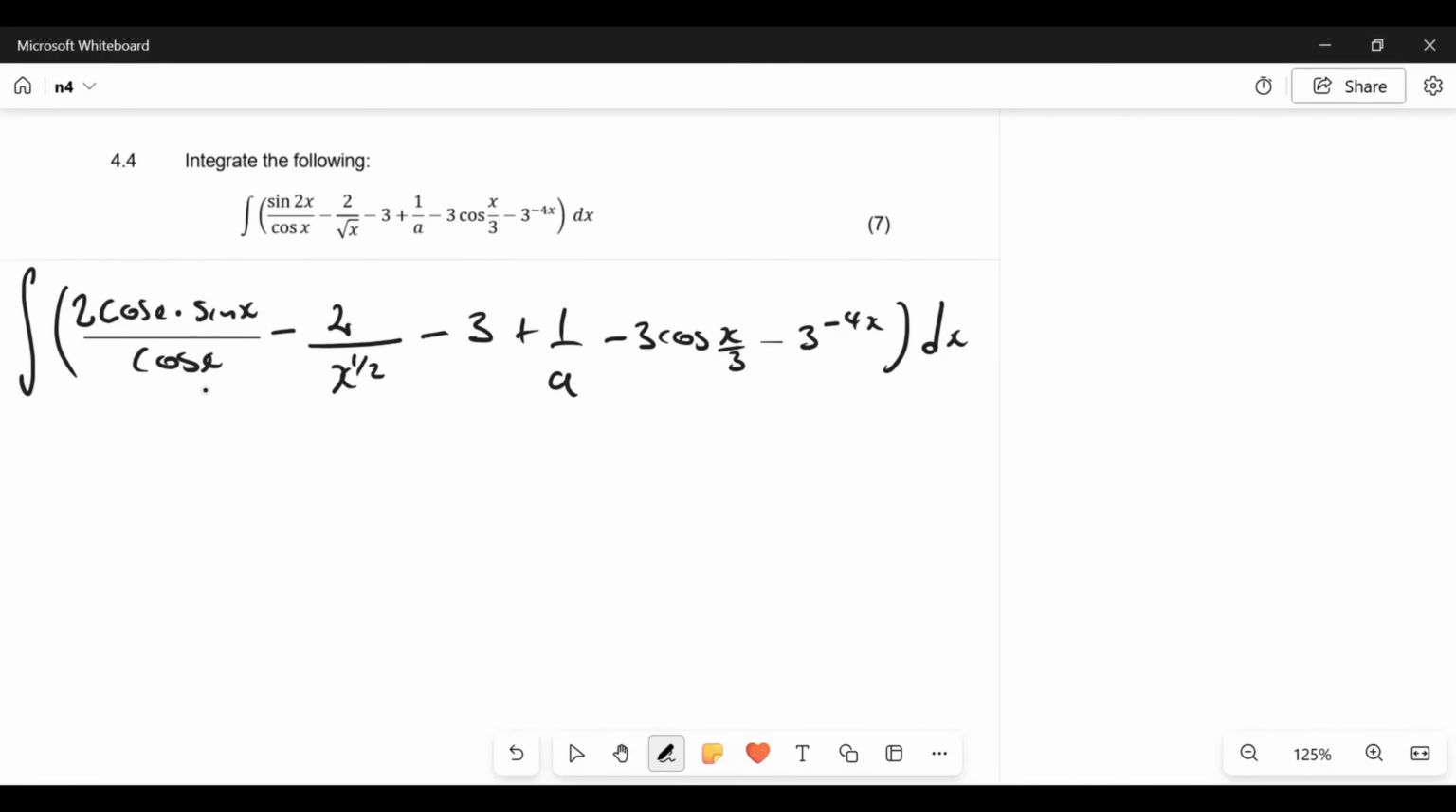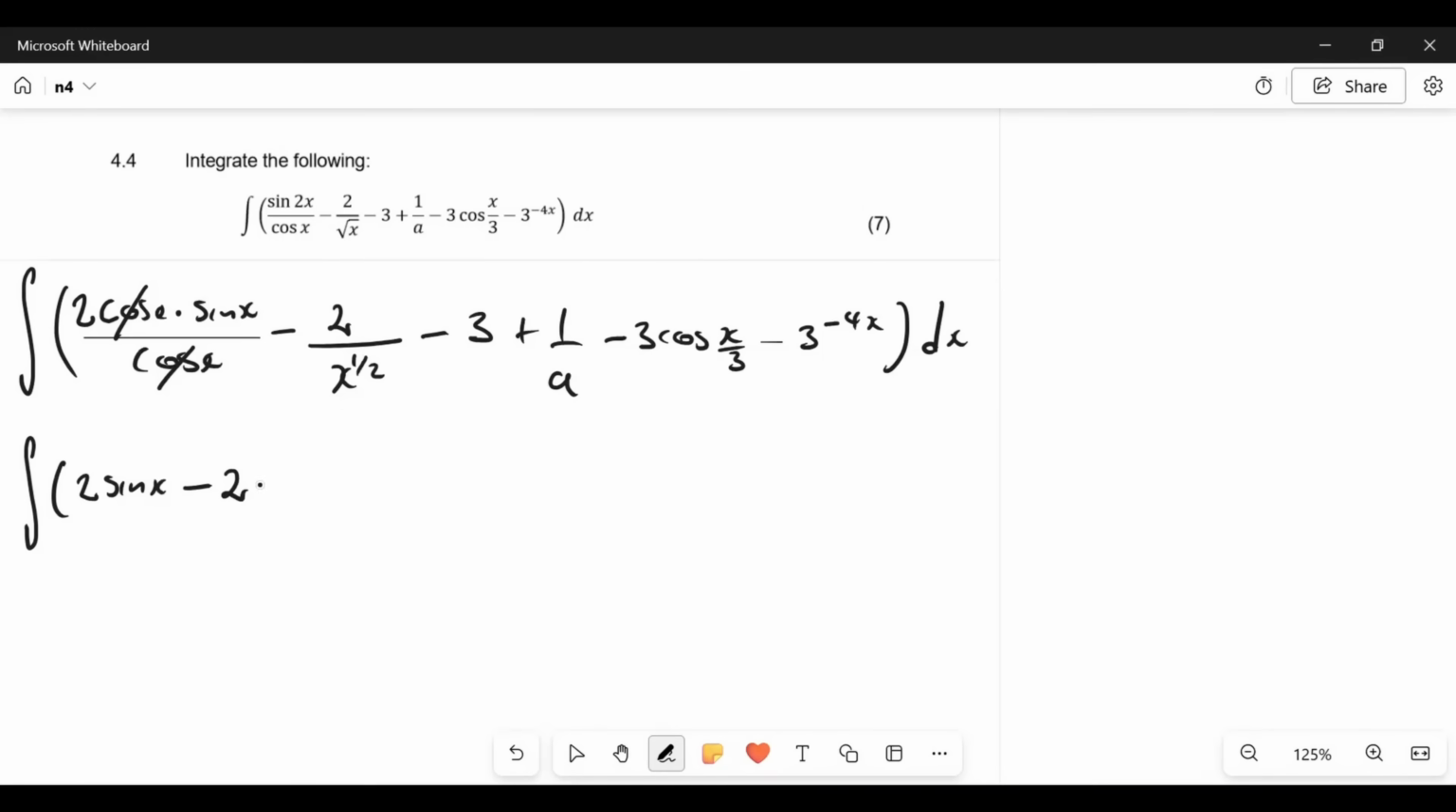So we are not finished because the second term, we still have x to the power of half on the denominator. So we need to take this to the numerator before we integrate. So we're going to continue and rewrite everything as they are. On the first term, we also have cos x divided by cos x. So we're going to be left with 2 sine x, right? Minus.